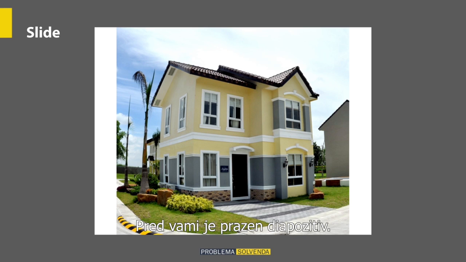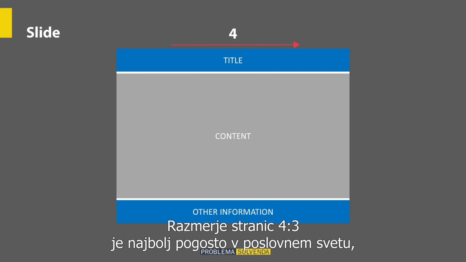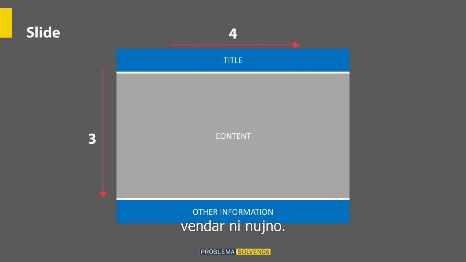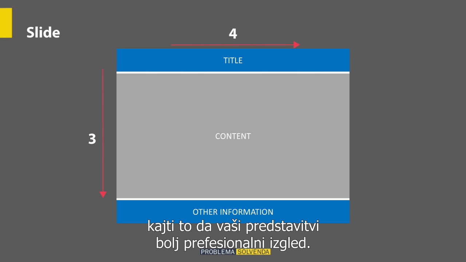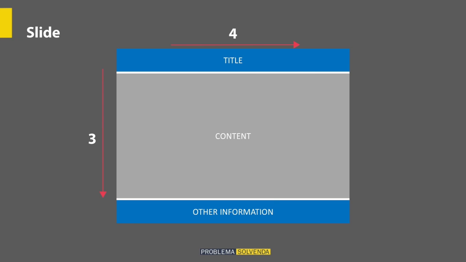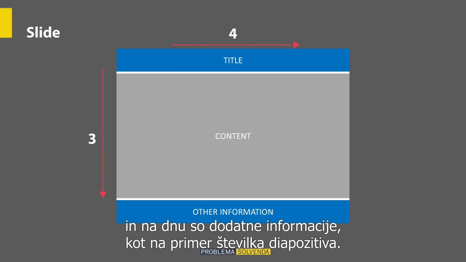So, here is an empty slide. The 4:3 aspect ratio is the most widespread in business life, but it's actually optional. It's important to work on a white background because this will give a more serious, more professional look to our presentation. A slide usually has 3 floors or levels. On the top, there is the title, the content itself is in the middle, and at the bottom go the other information, for example, the page number.